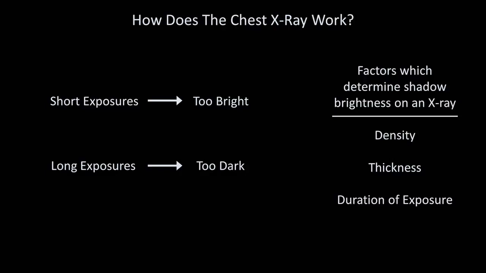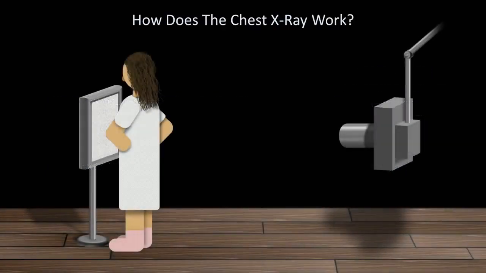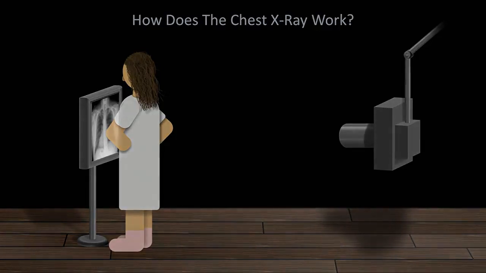Let's return to our patient, who has been patiently waiting for us in the radiology department. And let's fire some X-rays at her. You can see that some pass through, some get absorbed, and a few even get scattered around the room. The result is an image formed on the photographic film of the shadows cast by the various structures in the patient's chest. And here is that result.